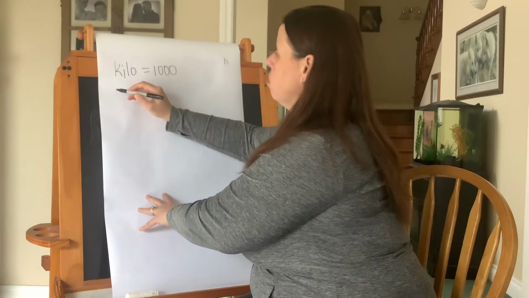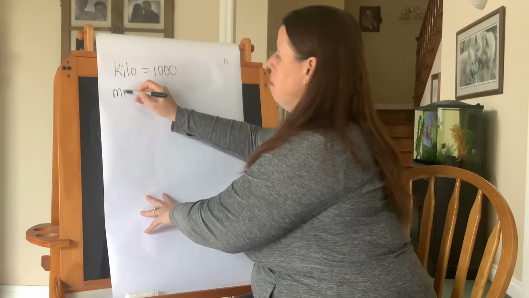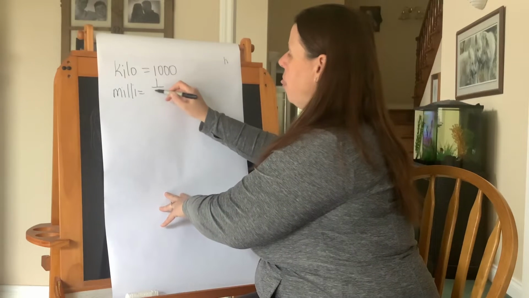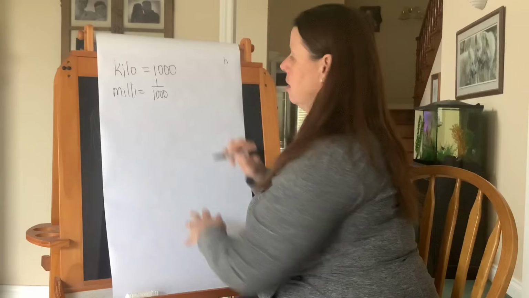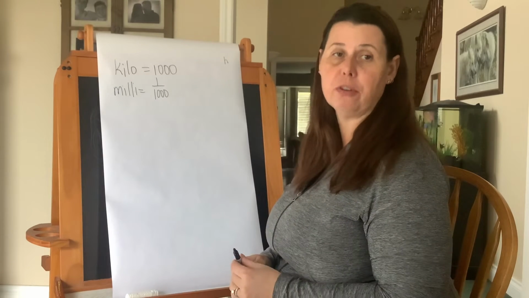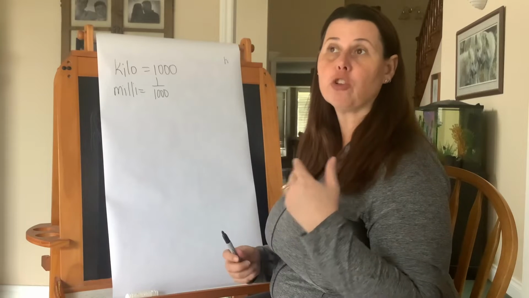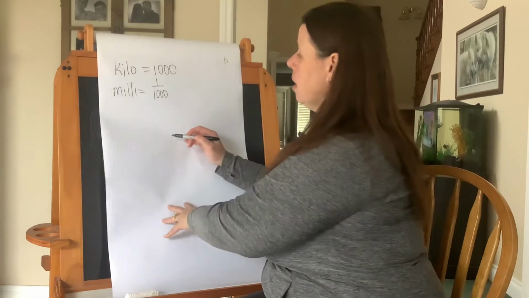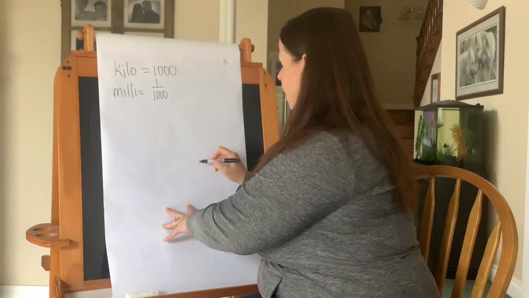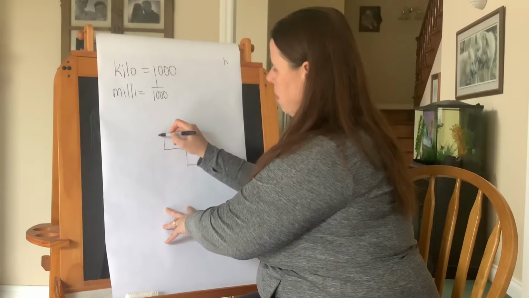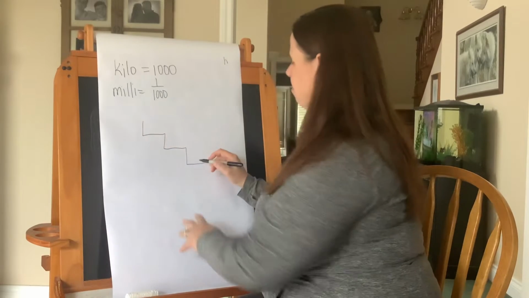You're also going to have to remember milli. Milli means 1,000th. So a millimeter is 1,000th of a meter. A milligram is 1,000th of a gram. Okay? We're going to use a set of stairs. I would copy this onto your page to help you remember.